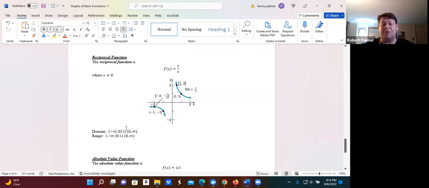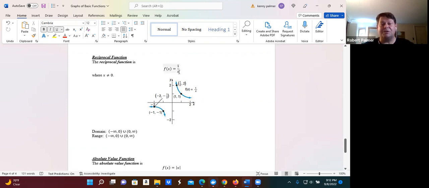So our domain, as we said, we can put any number in for the domain except 0, which would make it undefined. That's the only number that makes it undefined. So our domain is made up of 2 intervals, negative infinity to 0, not including 0. That's what the parentheses mean. And also 0 to infinity, not including 0. And this symbol in the middle is a union symbol, it means or. That's a mathematical or. So as long as you pick a number from this interval or this interval, that's valid for the domain. It turns out our range is exactly the same thing.